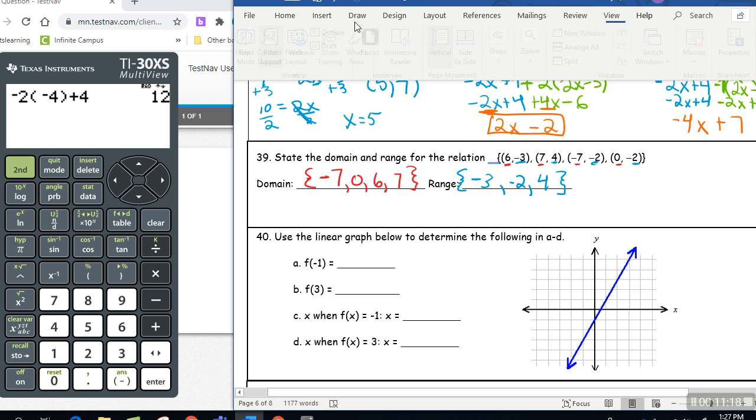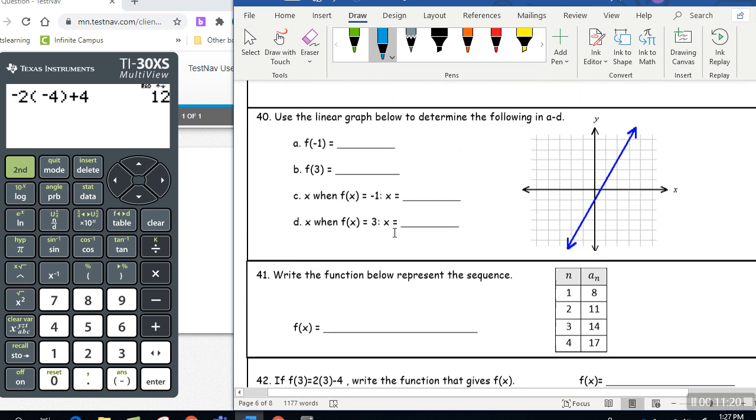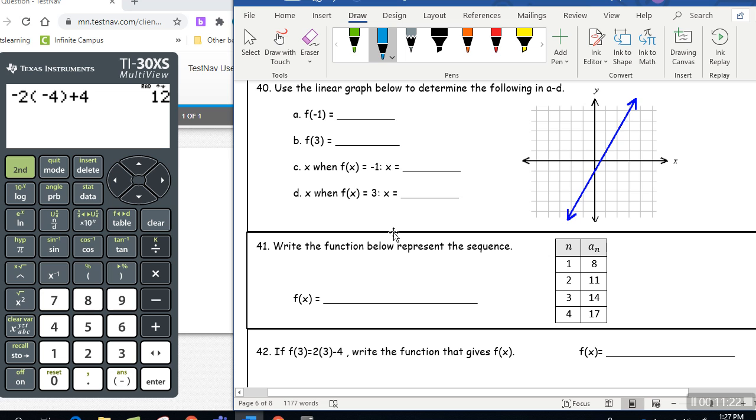Oops. It's not letting me scroll. There we go. Okay, 40. f of negative 1 equals. So this is an x value. Okay, so you want to look at the x-axis. So here's where negative 1 is, and then we look for the y value. So it'd be 1, 2, 3. Negative 3. When x is negative 1, the y value is negative 3.